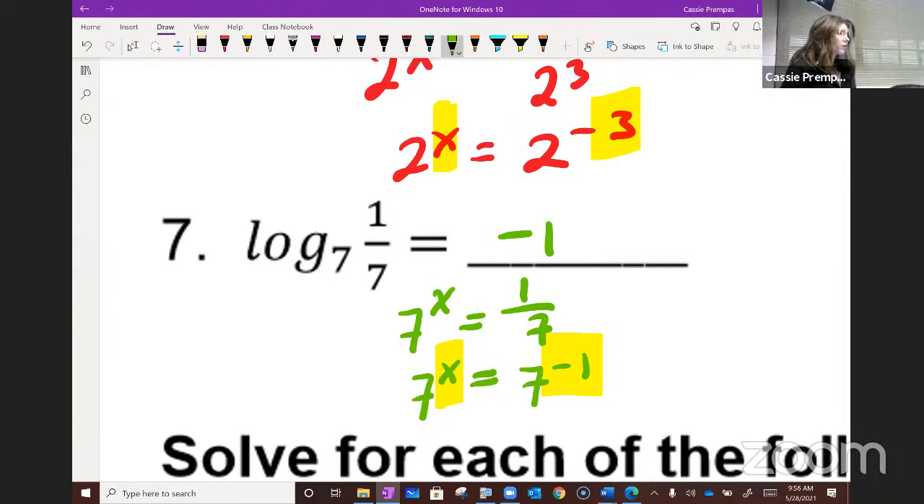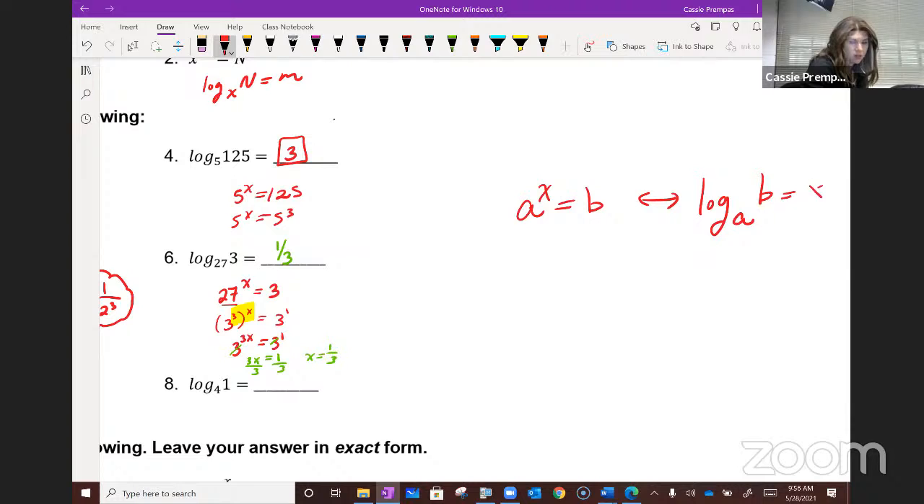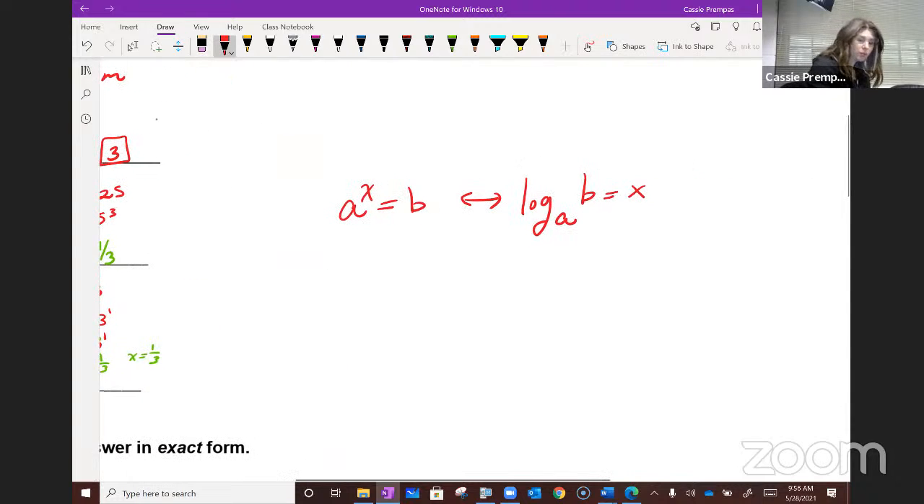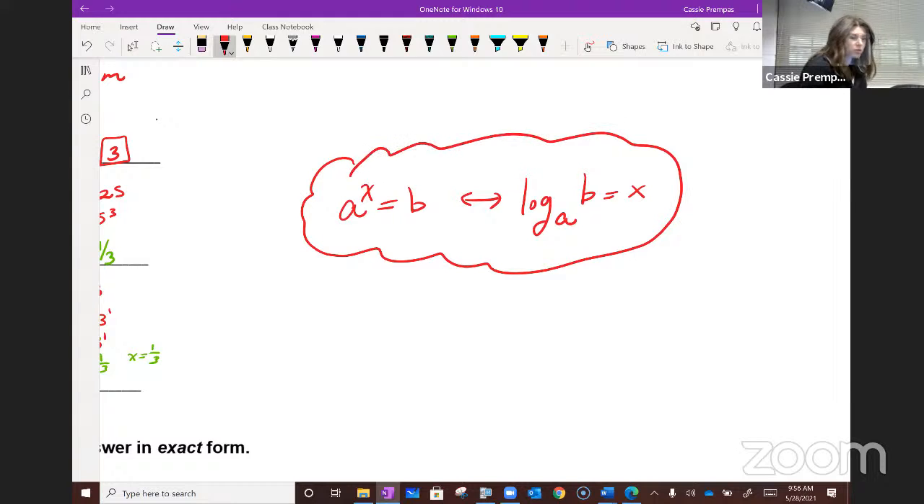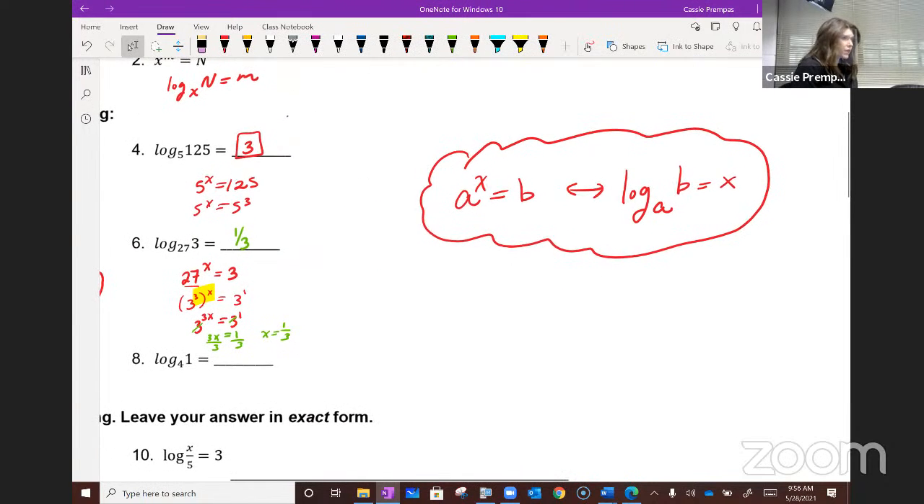Any questions on that so far? Yeah. What was the formula that you gave us to do these problems? Oh, like how to convert from exponent form to log form? Yeah. If you have a to the x equals b, this is interchangeable with log base a of b equals x. That is a really good thing to memorize for the final. It will definitely show up. So thank you for asking on that.